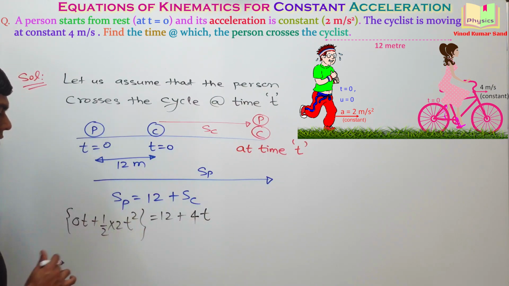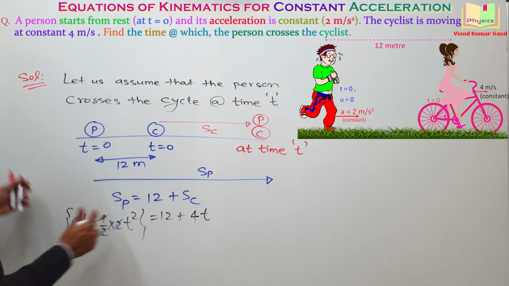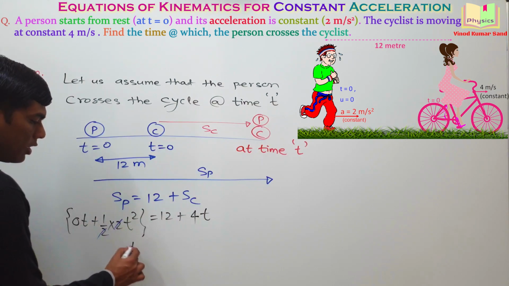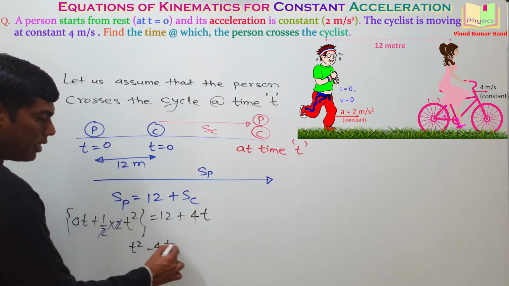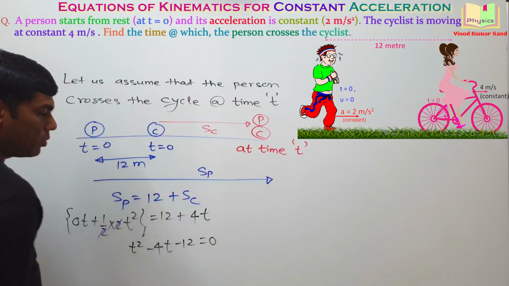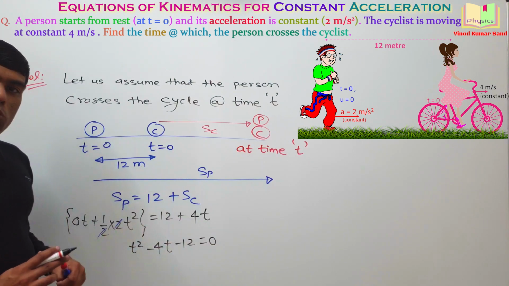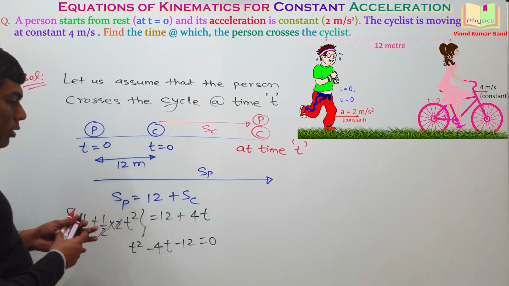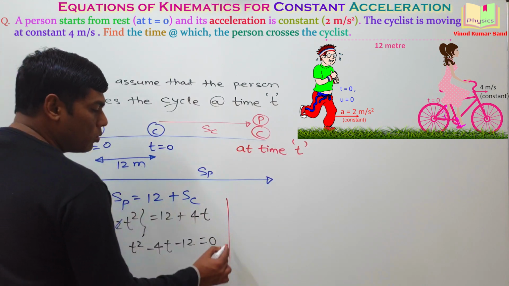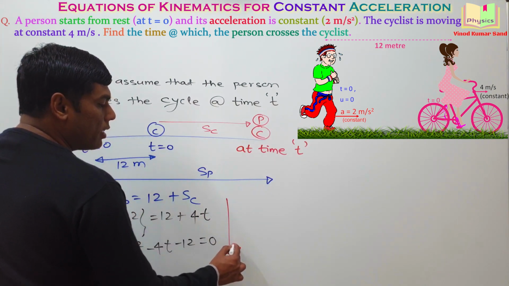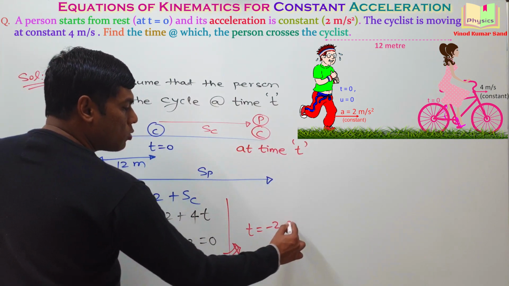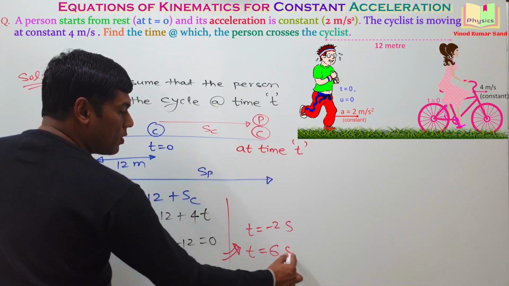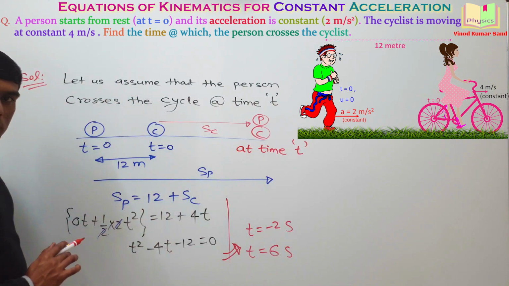Done. We can simplify this expression. It's a quadratic in time: t square minus 4t minus 12 is equal to 0. You know how to solve such a quadratic. When you simplify, you'll get two moments of time: t is equal to minus 2 seconds and t is equal to 6 seconds.